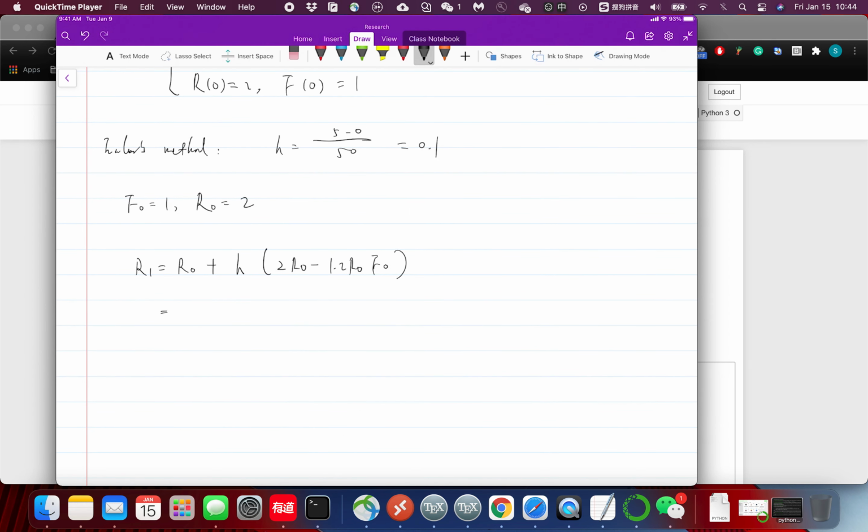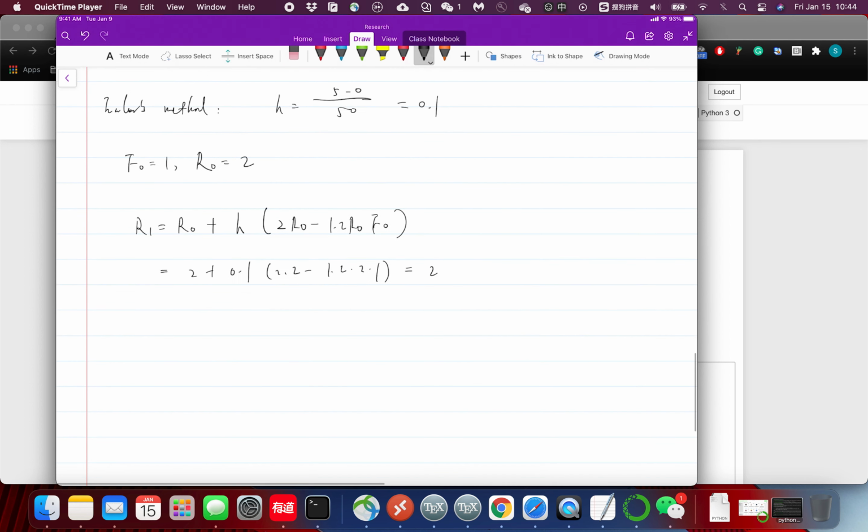From here you can tell it's 2 plus 0.1 times 2 times 2 minus 1.2 times 2 times 1, which gives you 2.2 minus 2.4. That's my first iteration. Okay, that's my R1.